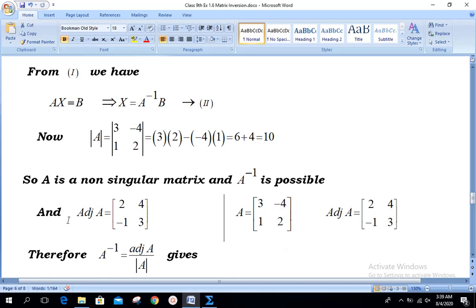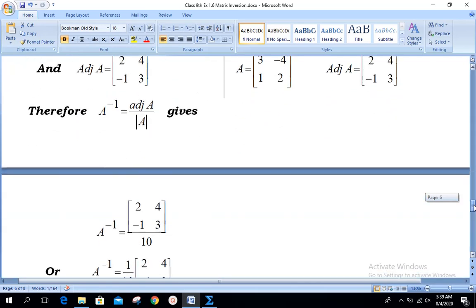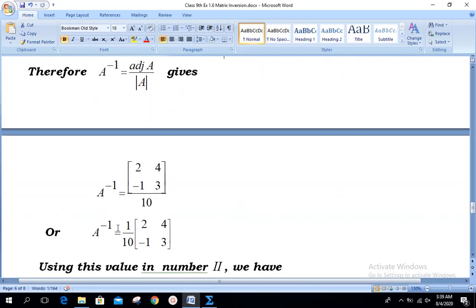Next is the rule. You already know A inverse is equal to adjoint of A over determinant of A. So far you have the value of adjoint of A, you have the value of A determinant. So using these values you are in easy position to calculate A inverse. So A inverse becomes a matrix of order 2 by 2 in row order as 2 4 minus 1 3 whole over 10, which can be written as 1 over 10 into the same matrix of order 2 by 2. Using these values in number 2, our number 2 was AX = B, which implies X = A inverse B.